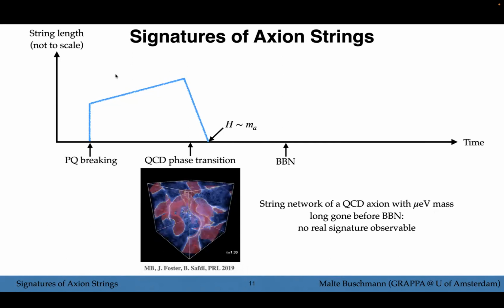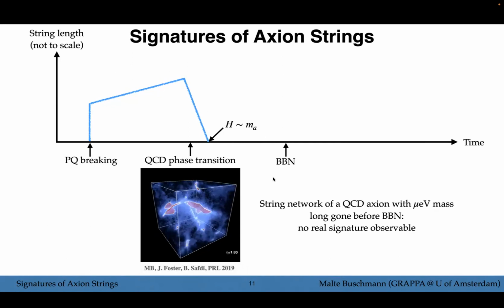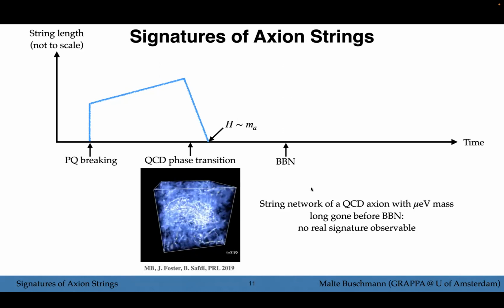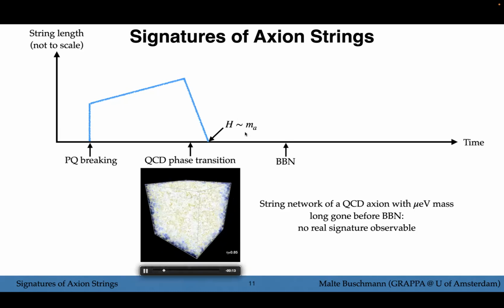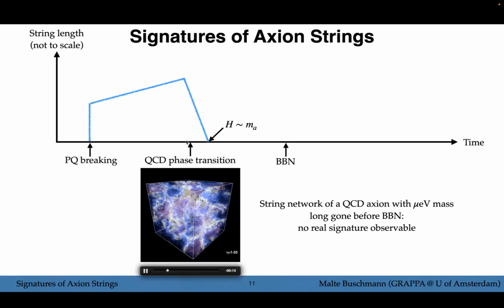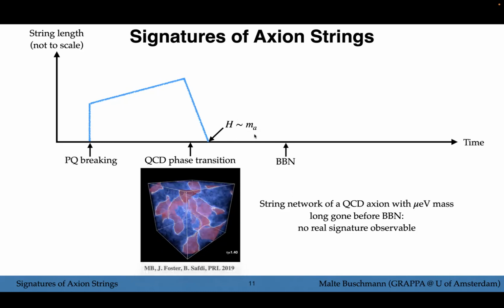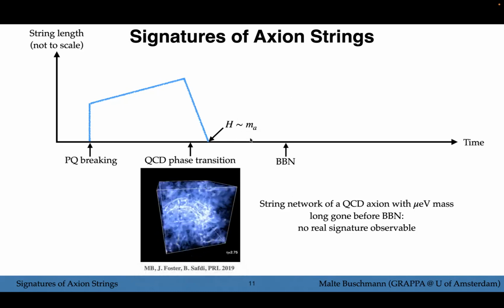It's still important to study it to get the dark matter mass in terms of the QCD axion, but we need to think a little bit differently if we want to look for other signatures. Unfortunately, we know that the network, even if it starts to decay around the QCD phase transition, will survive until the axion starts to oscillate around its VEV.